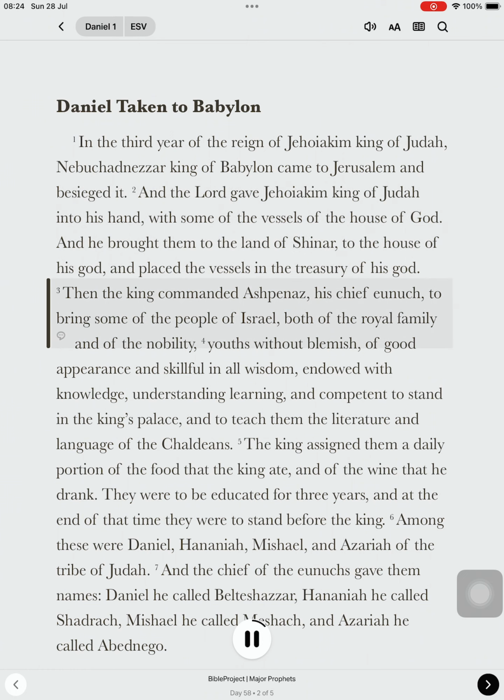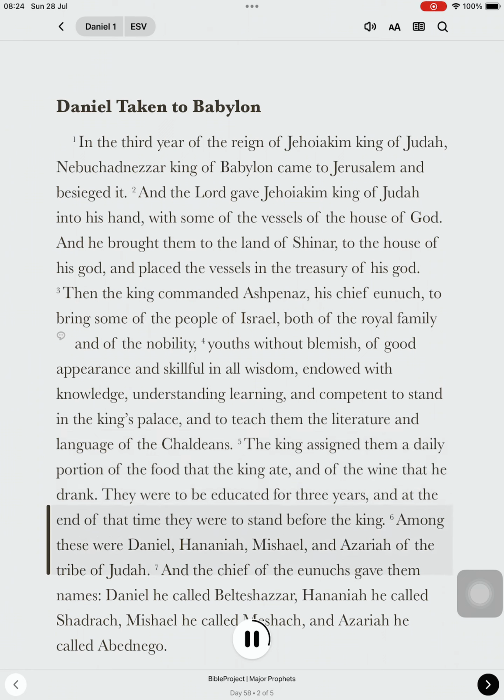Then the king commanded Ashpenaz, his chief eunuch, to bring some of the people of Israel, both of the royal family and of the nobility, youths without blemish, of good appearance and skillful in all wisdom, endowed with knowledge, understanding, learning, and competent to stand in the king's palace, and to teach them the literature and language of the Chaldeans. The king assigned them a daily portion of the food that the king ate, and of the wine that he drank. They were to be educated for 3 years, and at the end of that time they were to stand before the king.